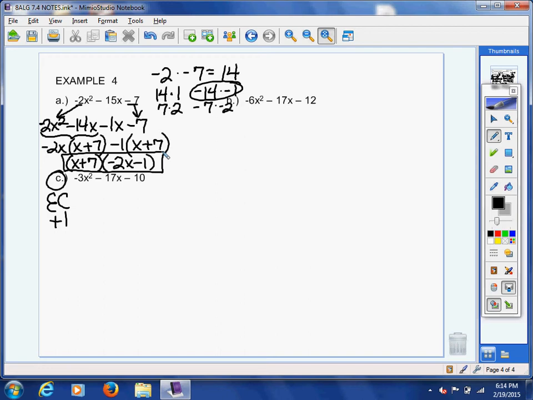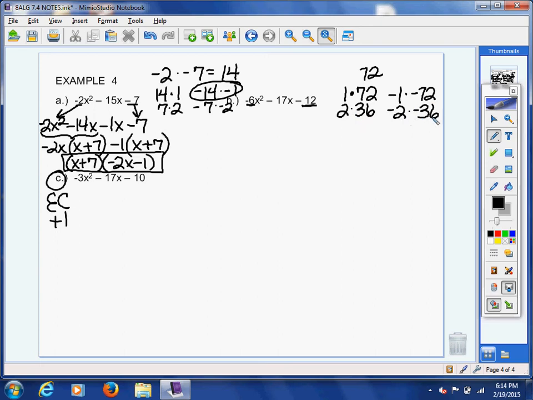So let's look at letter B, and we're going to do the same thing. Let me just show you the strategy again. We're going to do -6 times -12, which is positive 72. And I'm going to list out my factors of 72, but they have to add up to be -17. So we'll start with 1 and 72, and then we'll do the negatives for that. We've got 2 and 36. And so far I haven't noticed -17 just yet.